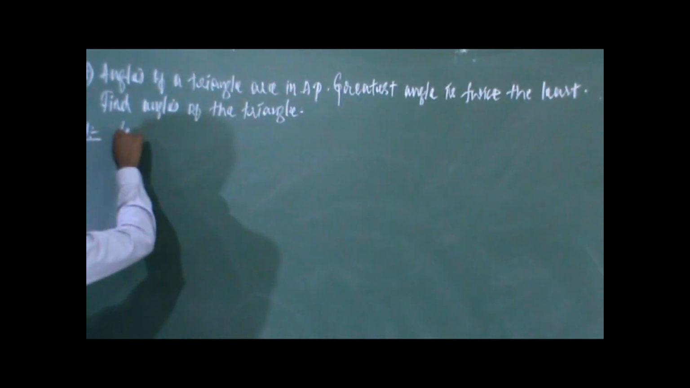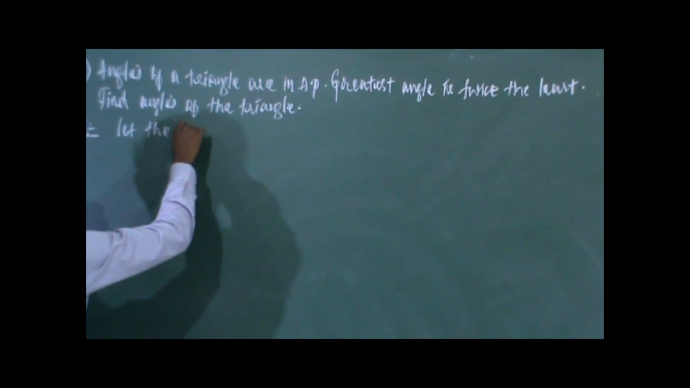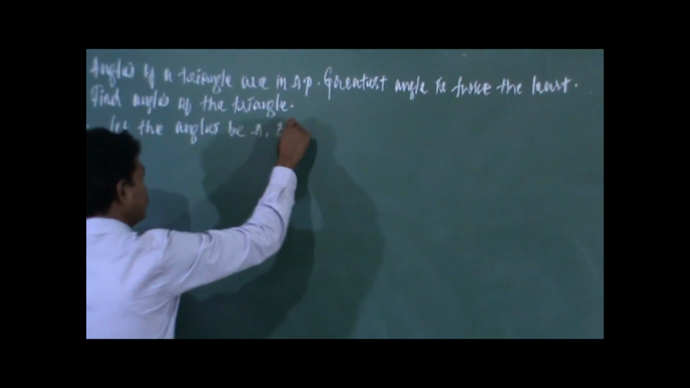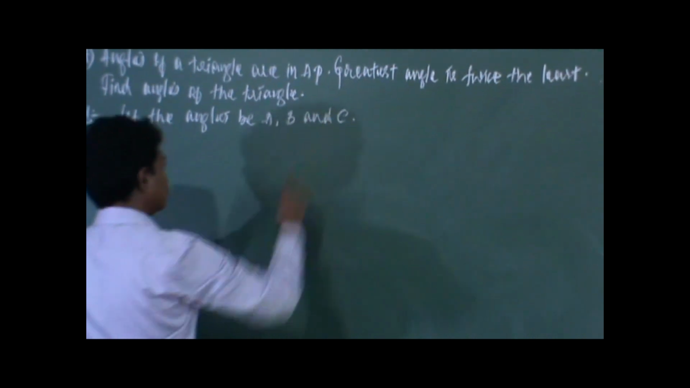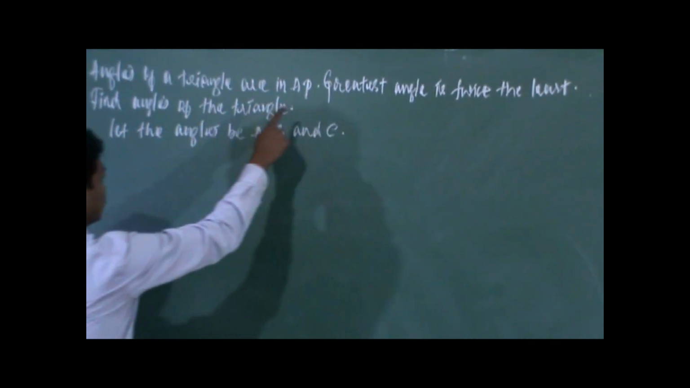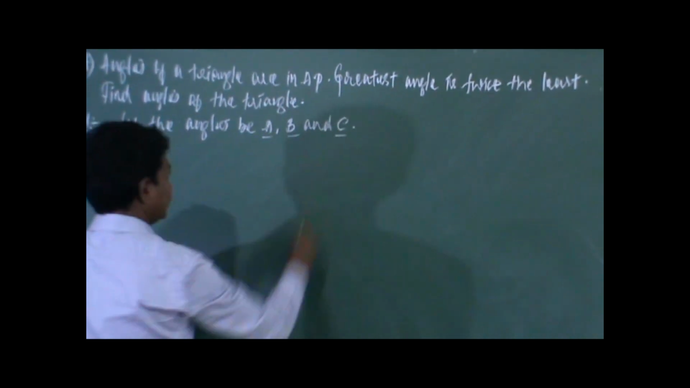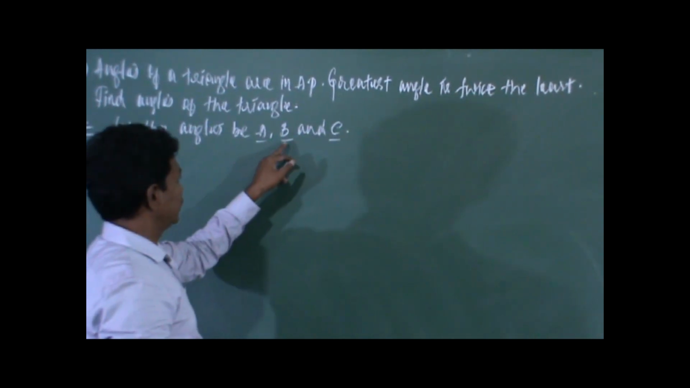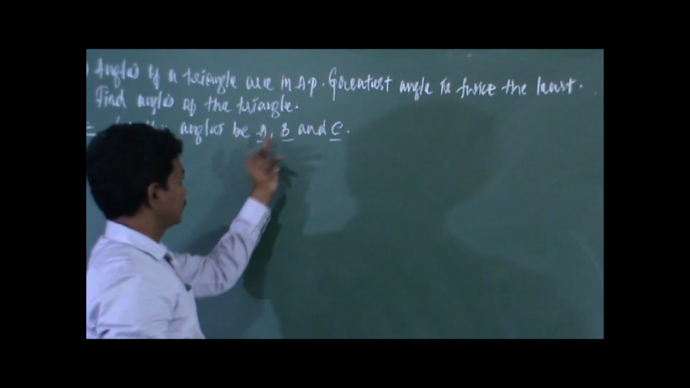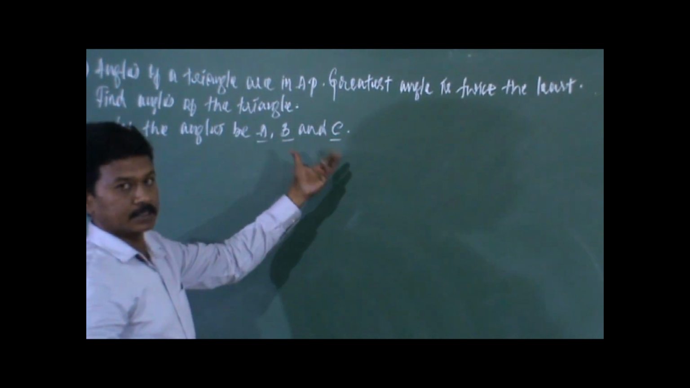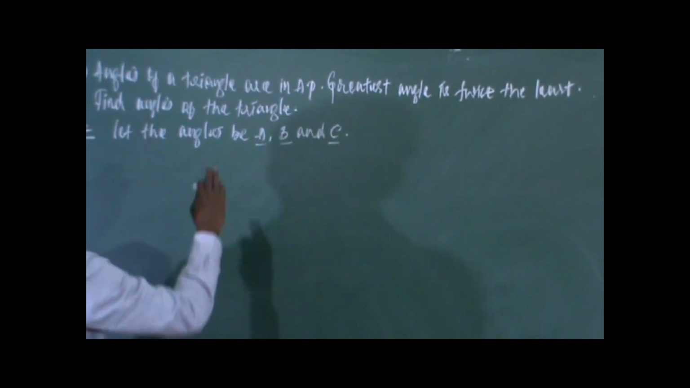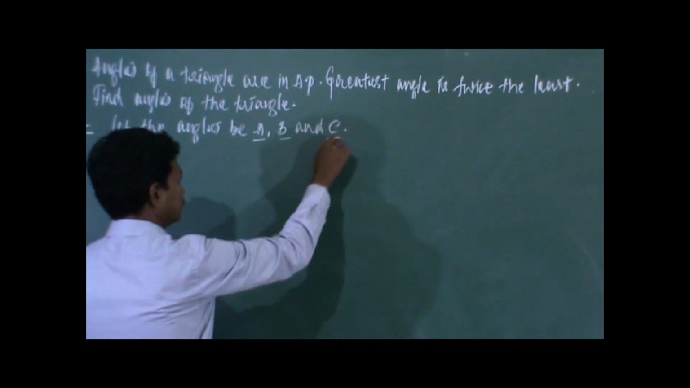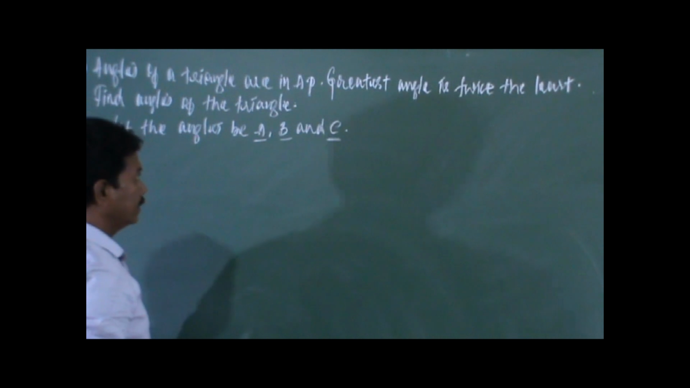So let the angles be, let us guess it. Let the angles be A, B and C. Angles of a triangle are in AP, so A, B and C are in AP. If three terms are in AP, then the middle term will be the arithmetic mean of the first and the last term, so that concept can be used here. So greatest angle is twice the least. Let us consider that A is the least and C is the greatest angle.